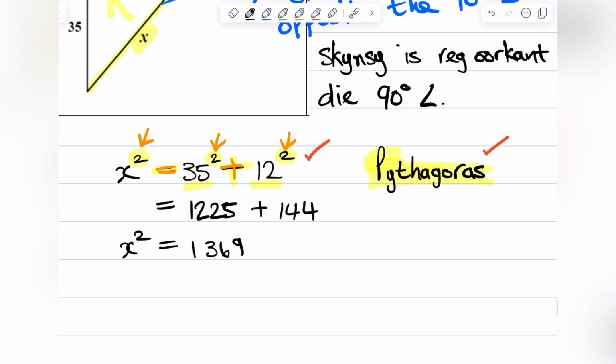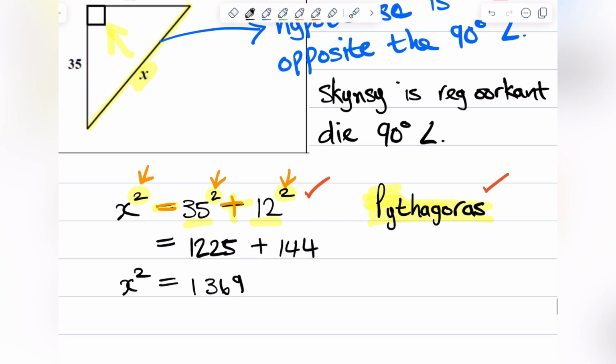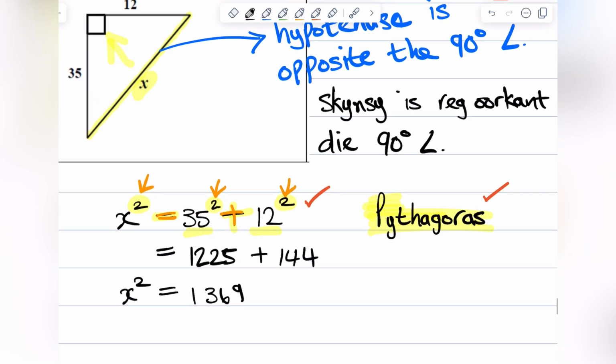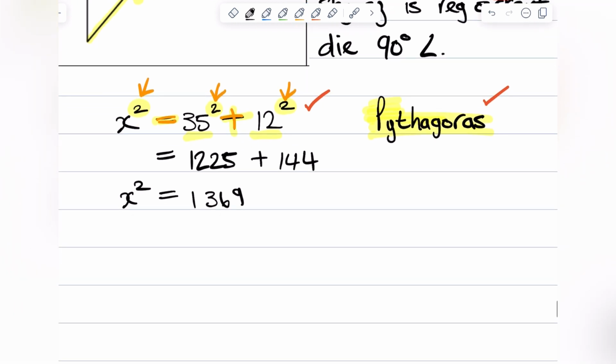Now please remember that 1369 is not the length of side x. That is the square of the length. In order to calculate the length, we need to take the square root of both sides. So I will take the square root of x squared and the square root of 1369. And that leaves us with x on the left-hand side. And the square root of 1369 gives us 37. So 37. So x is gelyk aan 37.